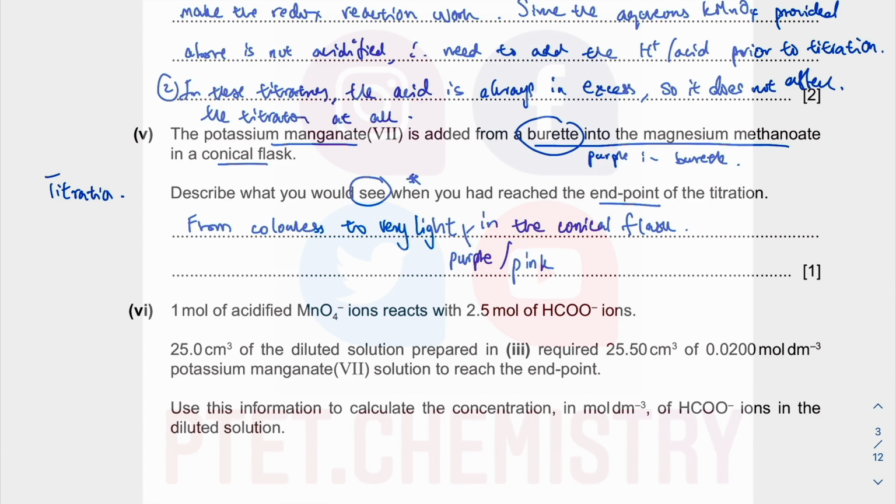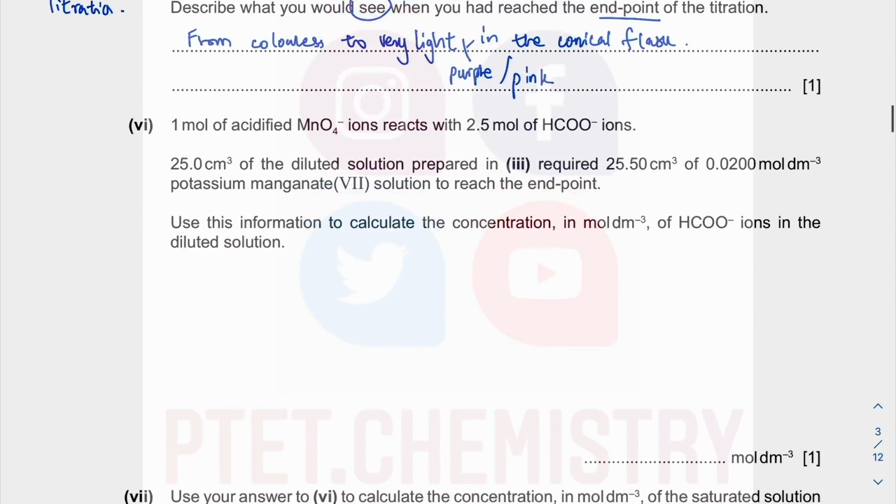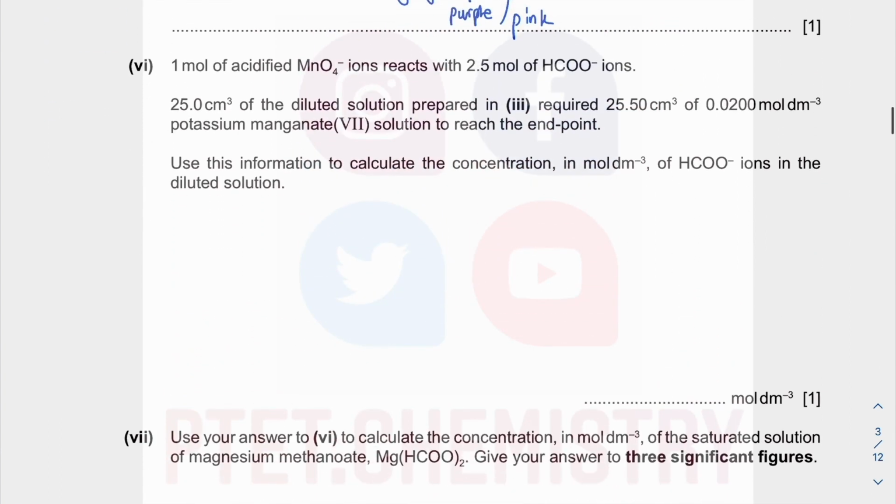So you don't see the very dark purple you see in the burette, but instead you see a very light purple as a result of one extra drop of that very purple solution into the conical flask, which mostly contains a colorless solution. So the next bit is about calculation.